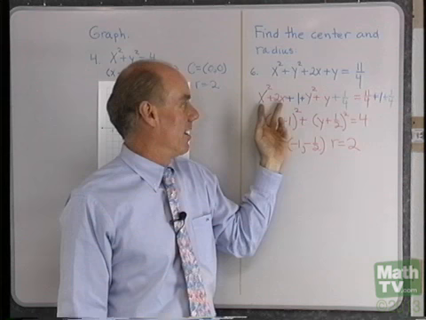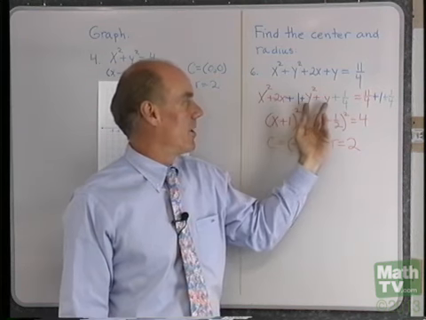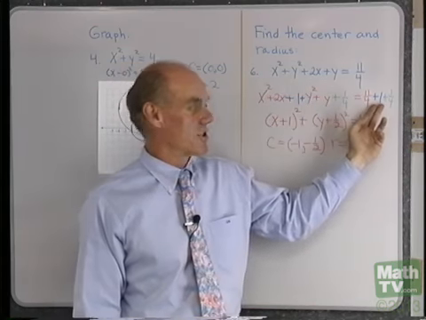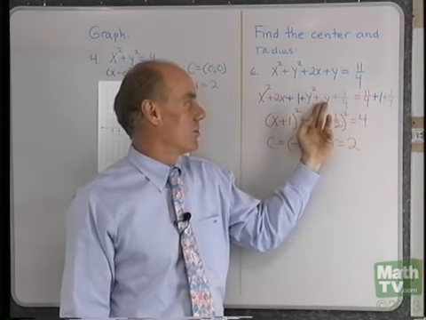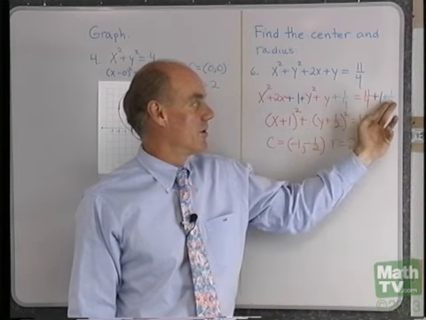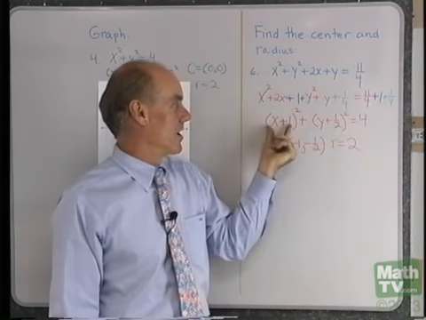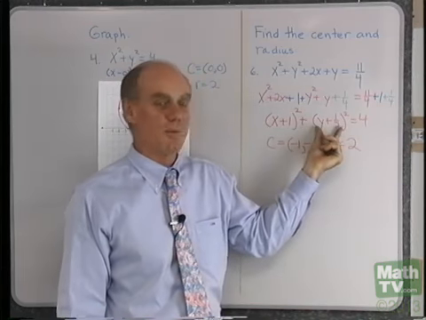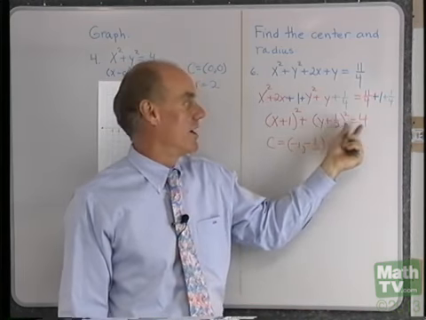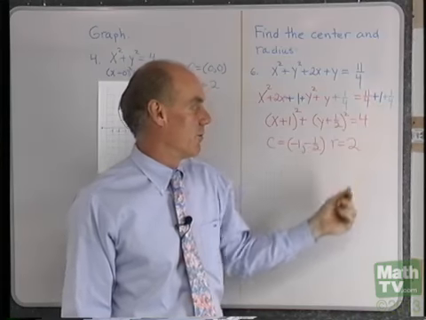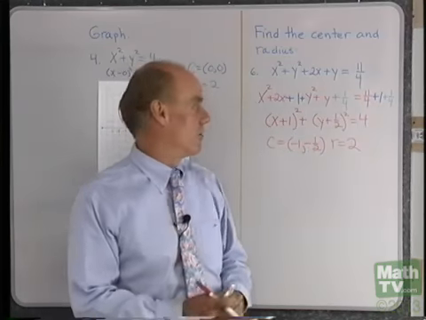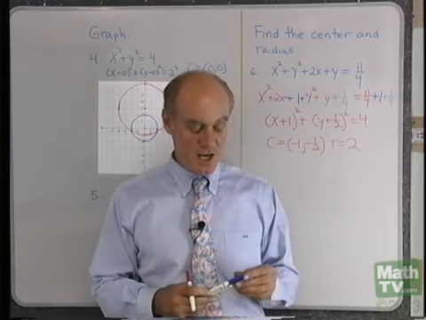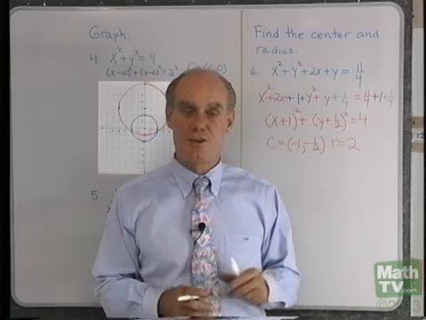Then I group my x terms together and my y terms together. I complete the square on x by adding 1. If I do that to one side, I do it to the other side also. Complete the square on y by adding 1/4, do that to the other side. This expression then becomes x plus 1 quantity squared, and this expression becomes y plus 1/2 quantity squared. And of course, when I simplify this, I end up with 4. From that point on, it's very easy to recognize the coordinates of the center and the radius of this circle. So that's how we deal with the distance formula and the equation of a circle.